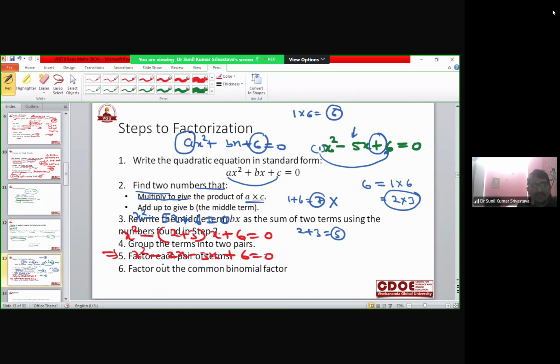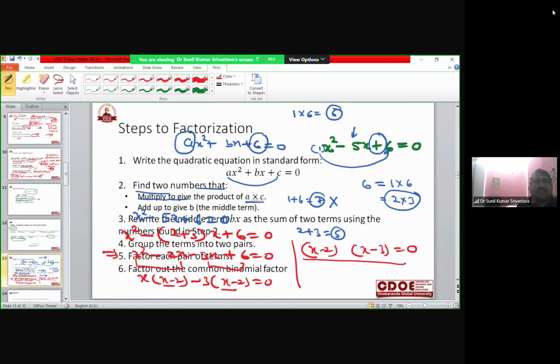Make the pairs. Taking the first pair, x is common: x minus 2. From the second pair, we take minus 3 as common, so x minus 2 again. This should be the same, x minus 2, x minus 2. So finally we take x minus 2 as the common factor, and in the bracket we have x minus 3 is equal to 0. So the factors are x minus 2 and x minus 3 is equal to 0.